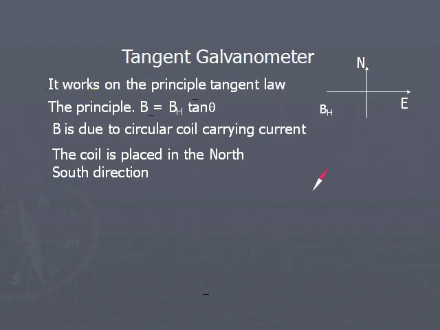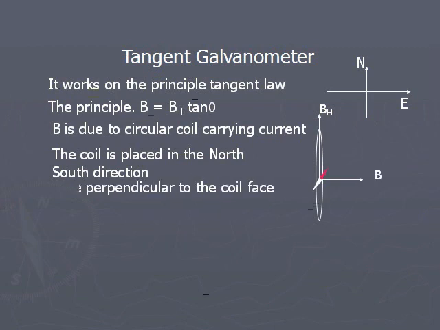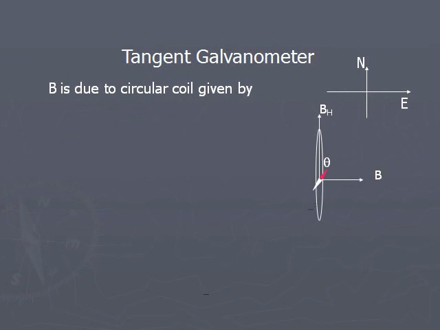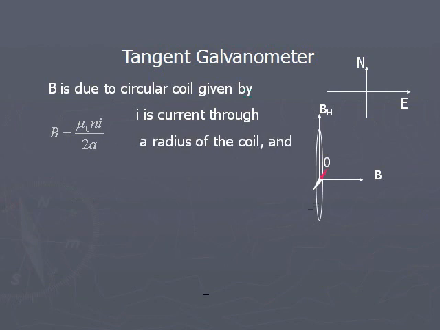B is the magnetic field induction created by the current flowing in the coil. A compass box will be placed at the center of the circular coil, and the direction of the magnetic field due to the current flowing in the coil will be perpendicular to the direction of the magnetic meridian. So B and BH will be arranged perpendicular to one another. So we can apply the relation B is equal to BH tan theta, where theta is the direction of the resultant magnetic field.